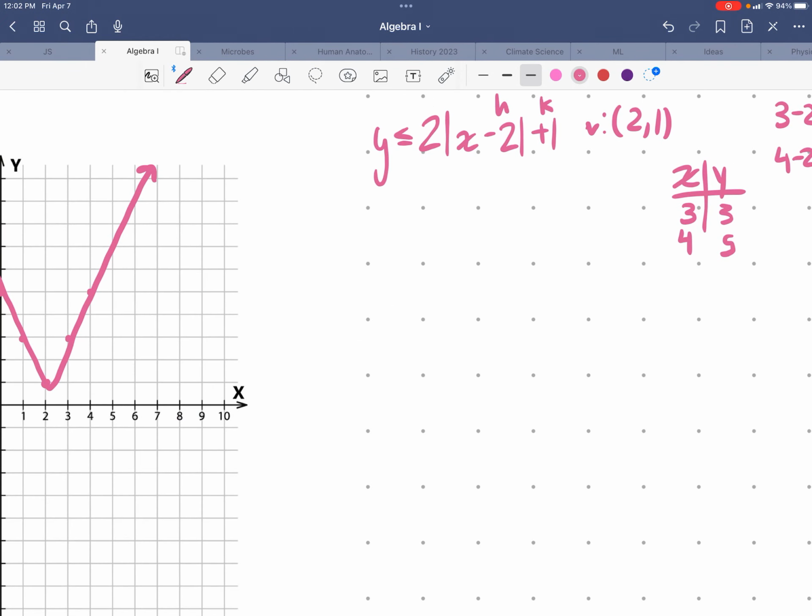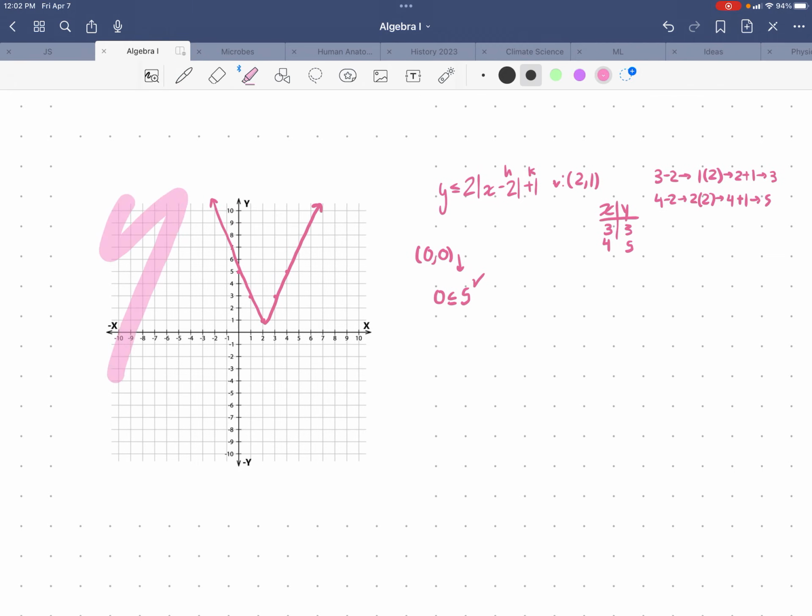And so now, let's choose a point on the graph. Let's do 0, 0. And then we get 0 is less than or equal to 2 times the absolute value of -2. So it's just 4 plus 1, we get 5. Since this is true, we will shade on the outside of the parabola.